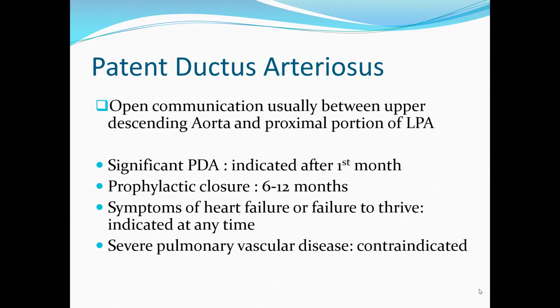Prophylactic closure, if it's not significant, so there are no features of heart failure or pulmonary hypertension, we may do within 6 to 12 months of age. Symptoms of heart failure or failure to thrive are usually an indication at any time. Severe pulmonary vascular disease, pulmonary hypertension, this is development of Eisenmenger, this is a contraindication for surgery.